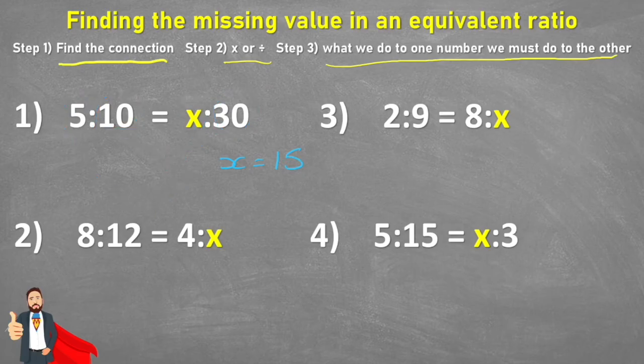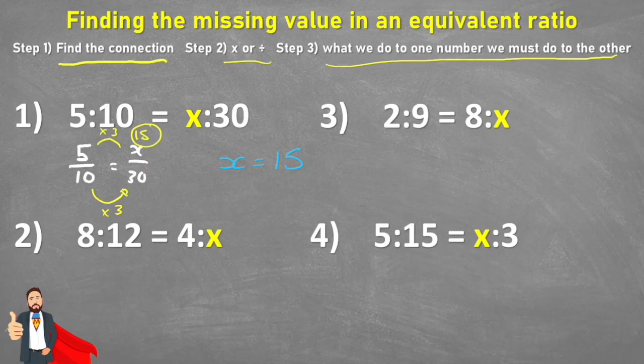Let's quickly look at this in another way. And we know that ratios are very closely linked to fractions. So 5 to 10 is actually the same as saying 5 over 10 equals x over 30. And again, when finding equivalent fractions, we know that to get from 10 to 30, we'd need to times by 3. So therefore, I need to do the same to the numerator, times it by 3. 5 times 3 is 15. Same answer. Okay, let's look at question 2.